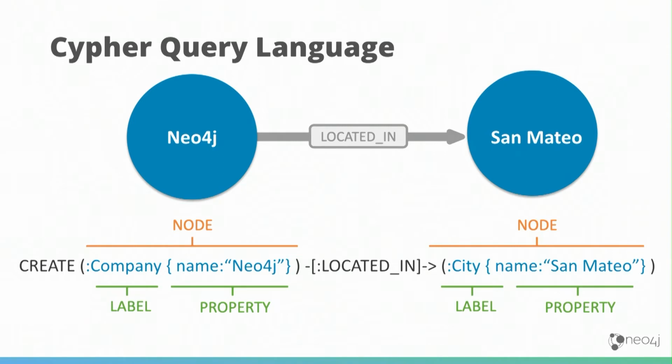And then we have our other node on the other side. That's going to be a city type node with a name of San Mateo as the property. And then we need to draw that relationship in between. So we're adding what type of relationship exists between these two entities. Neo4j is located in this city, San Mateo.